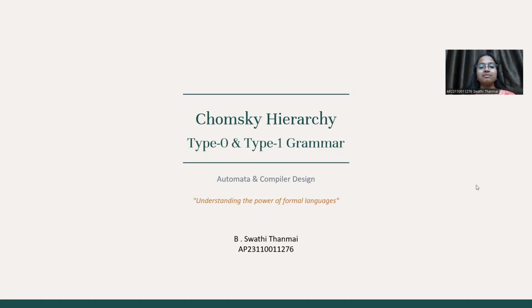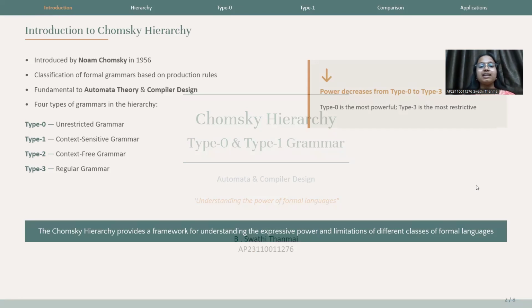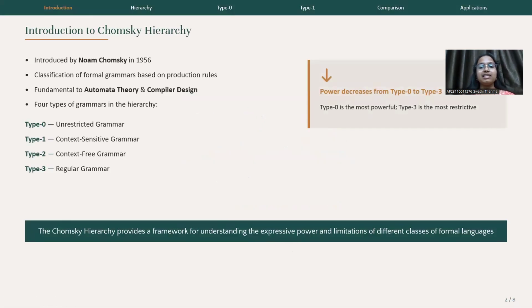Coming to the Chomsky hierarchy. The Chomsky hierarchy was introduced by Noam Chomsky in 1956. It classifies formal grammars into four types based on the production rules. Type 0 is also called unrestricted grammar. Type 1 is also called context sensitive grammar. Type 2 is also called context free grammar. Type 3 is also called regular grammar. As we move from type 0 to type 3, the power decreases. Type 0 is most powerful while type 3 is most restricted.